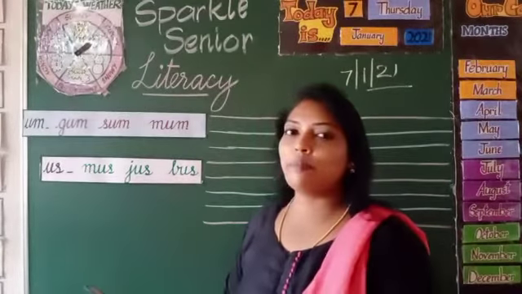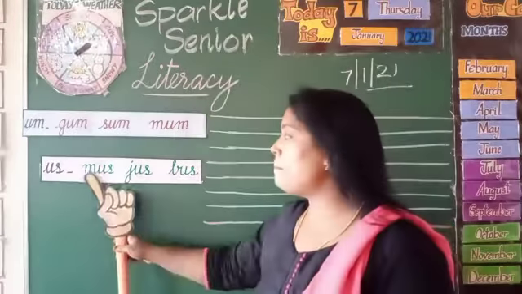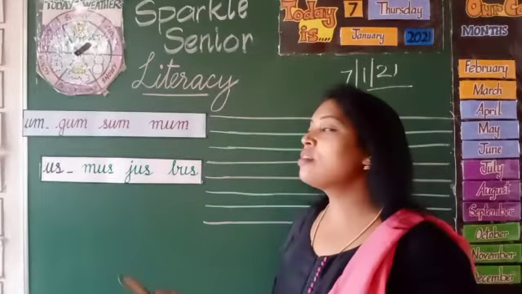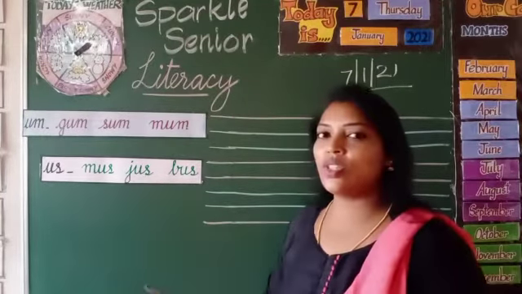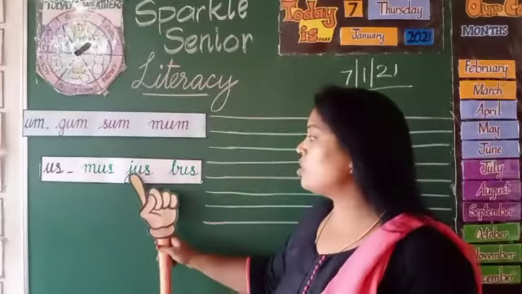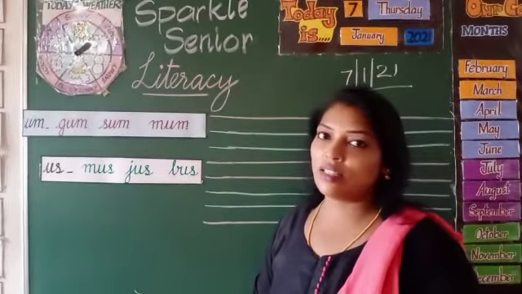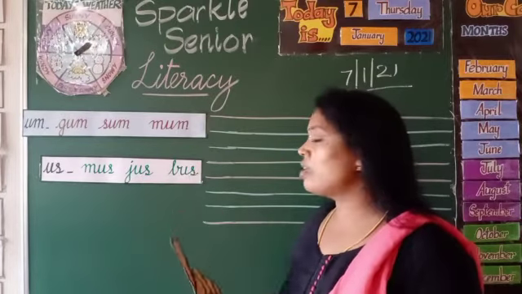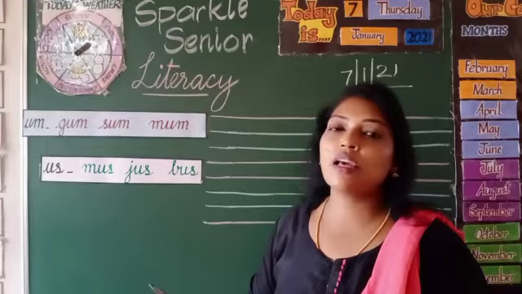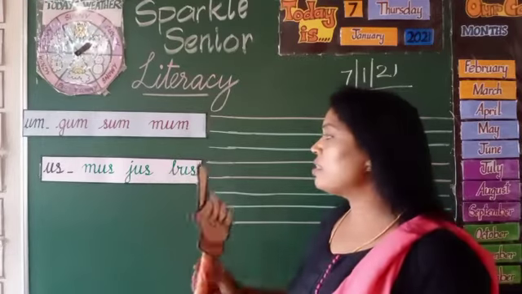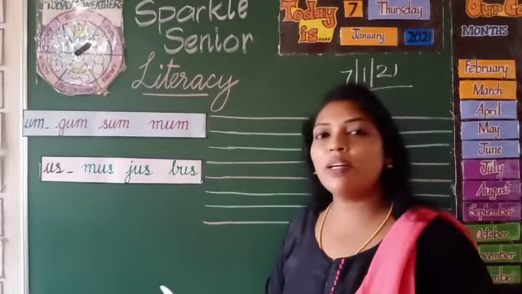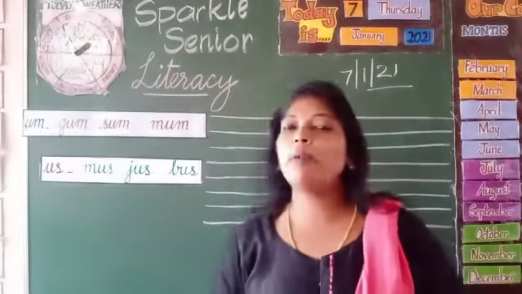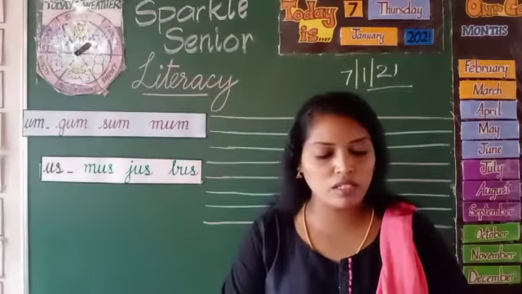First one is M. M says M. Us. Must. Next, J. J says J. Us. Just. Next, we do have B. B says B. Us. Bus. So today we did the review of um ending words and us ending words, and with that we are going to write the um ending words and us ending words in the note.